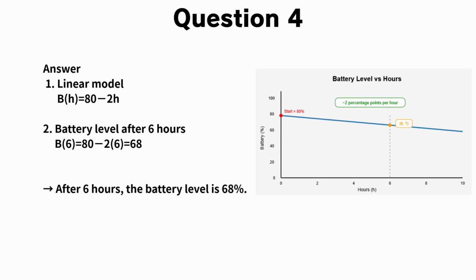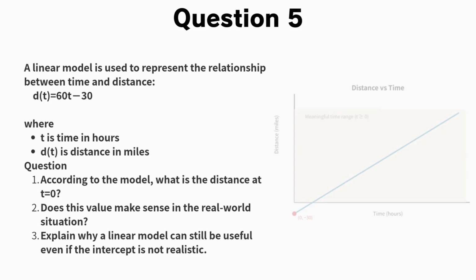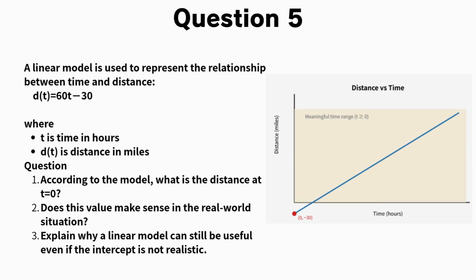At H equals 6, the point on the line lines up with a battery level slightly below 70%, consistent with our calculation. This problem highlights an important idea. In linear models, the intercept represents the starting value, and the slope tells us how fast the quantity changes over time. Question 5. A distance time graph is shown.